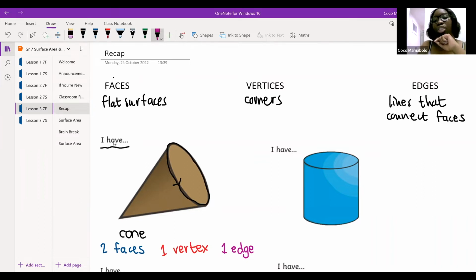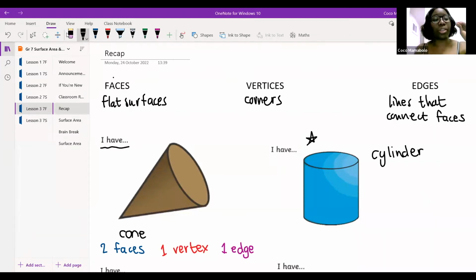All right, let's look at our next shape. What is this shape over here called, guys? Shape number 2. Excellent, well done. It's a cylinder.